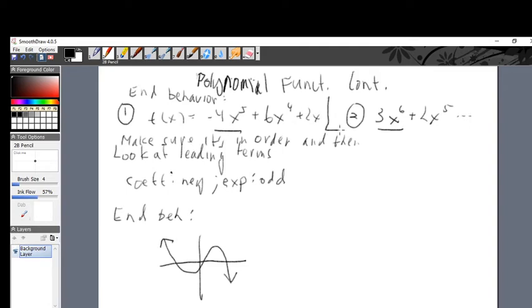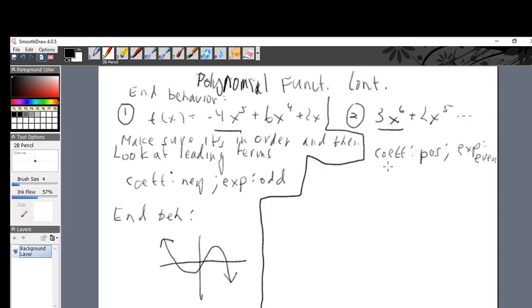Okay, what about this problem? Let's do this problem over here. In this case, the coefficient is positive and the exponent is even. What's the story there? Positive and even. It looks like a W. Here's a picture, and basically whatever happens in the middle wiggles around, but eventually it looks like a W. This is the end behavior.